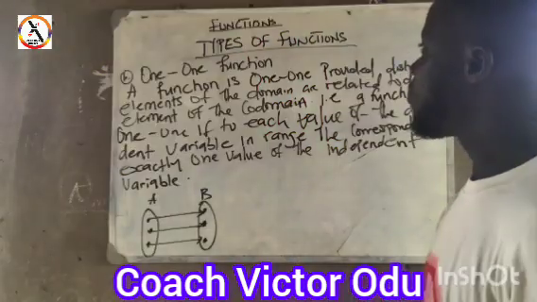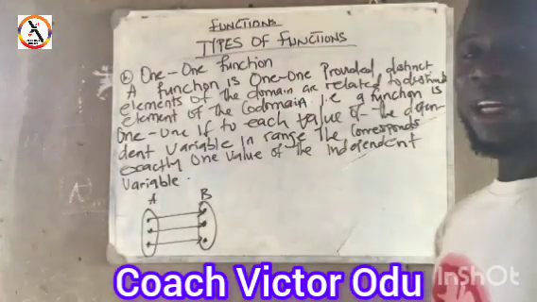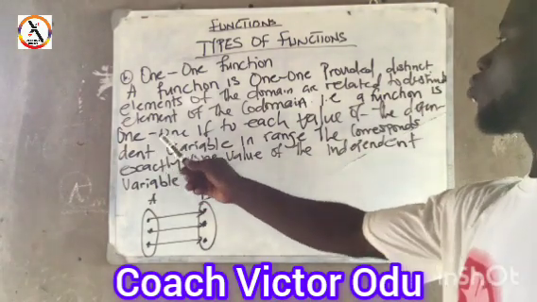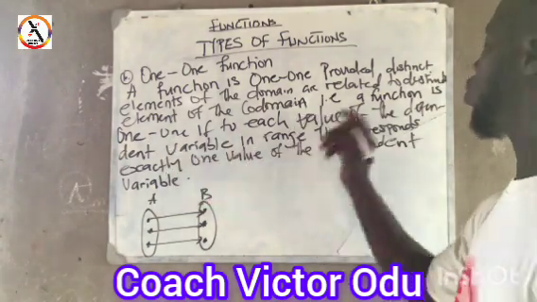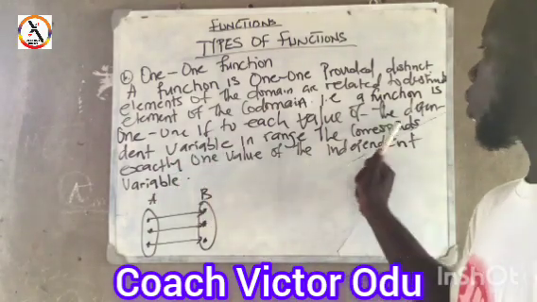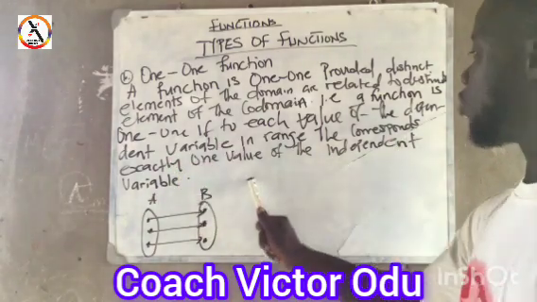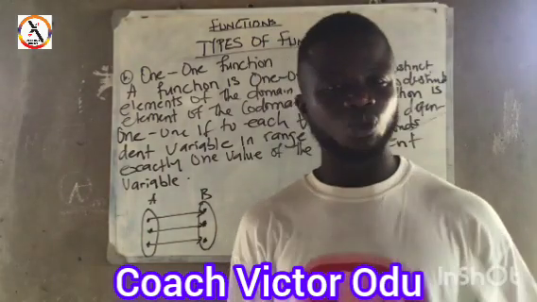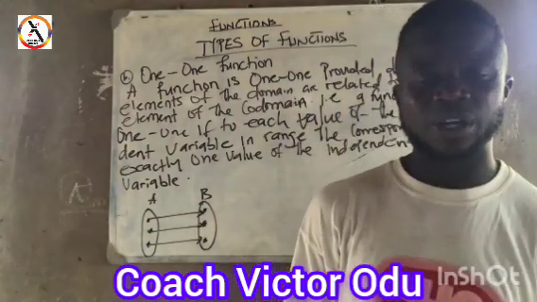To distinct elements of the codomain. That is, a function is one-to-one if to each value of the dependent variable there corresponds exactly one value of the independent variable. It's as simple as that. One value of the dependent variable is one value.